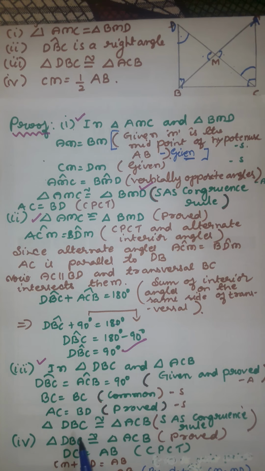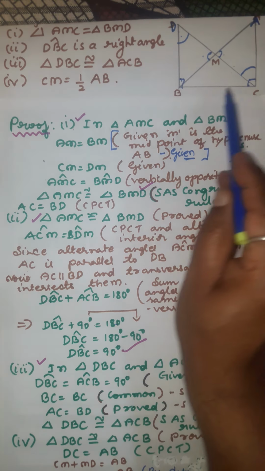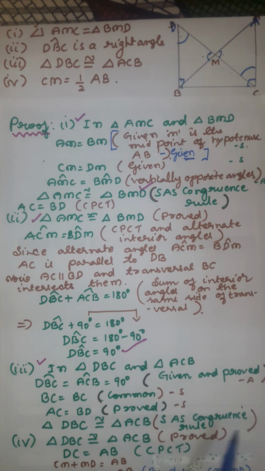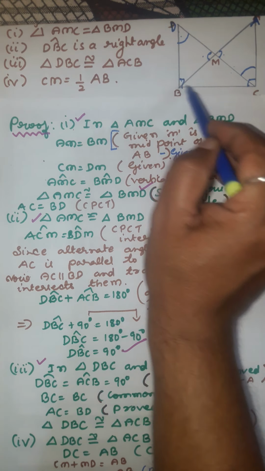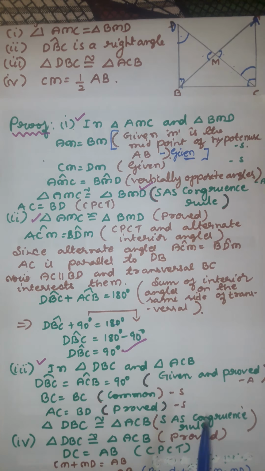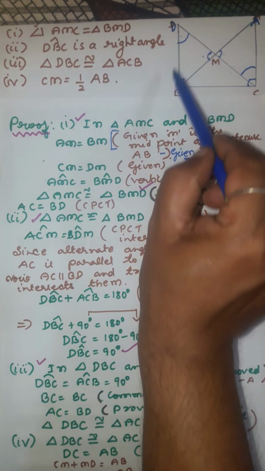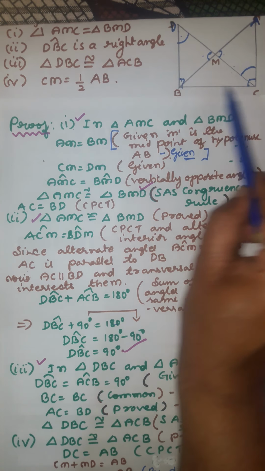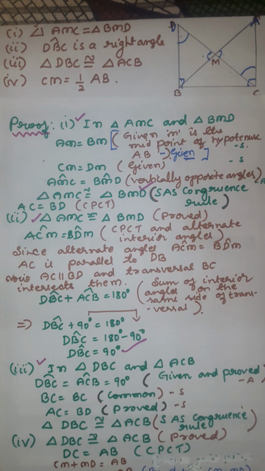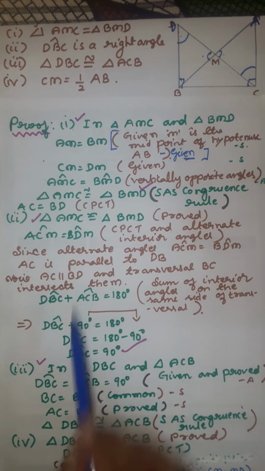So therefore, triangle DBC is congruent to triangle ACB. What is the reason? SAS congruence rule. Two sides and the included angle of one triangle are equal to two sides and the included angle of the other triangle. BD is equal to CA, BC is equal to BC, angle DBC is equal to angle ACB. Then the two triangles are congruent. The reason is the SAS congruence rule. So I proved the third part also.